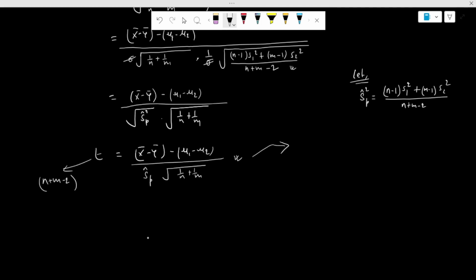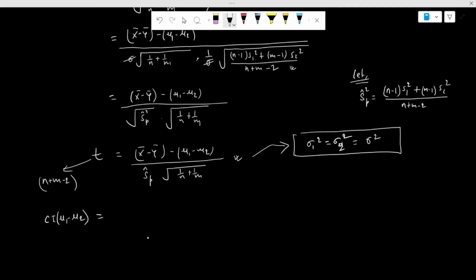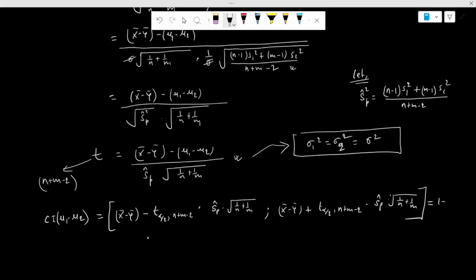In this case, we are assuming that we don't know the population variance of the two independent normally distributed populations, but they are equal. So we can construct the confidence interval of the difference in means of two independent but normally distributed populations. We multiply by the square root of their sample variance, and that gives our lower limit, and our upper limit is this, and the confidence level is 1 minus alpha.